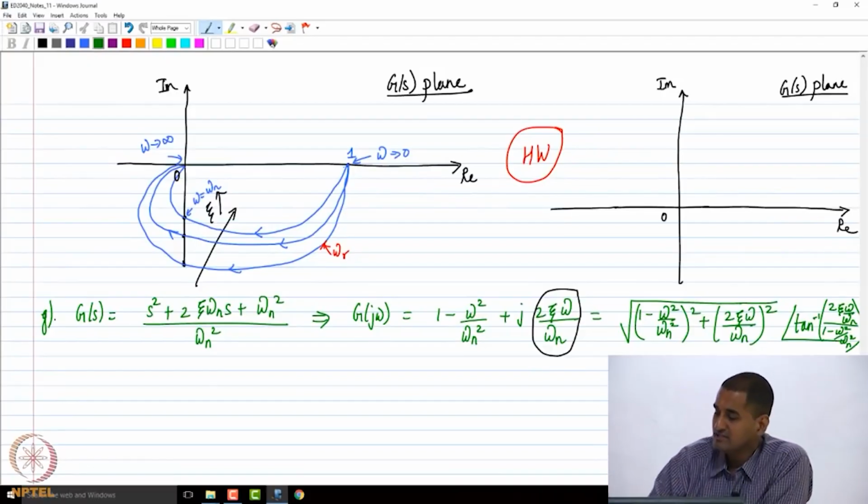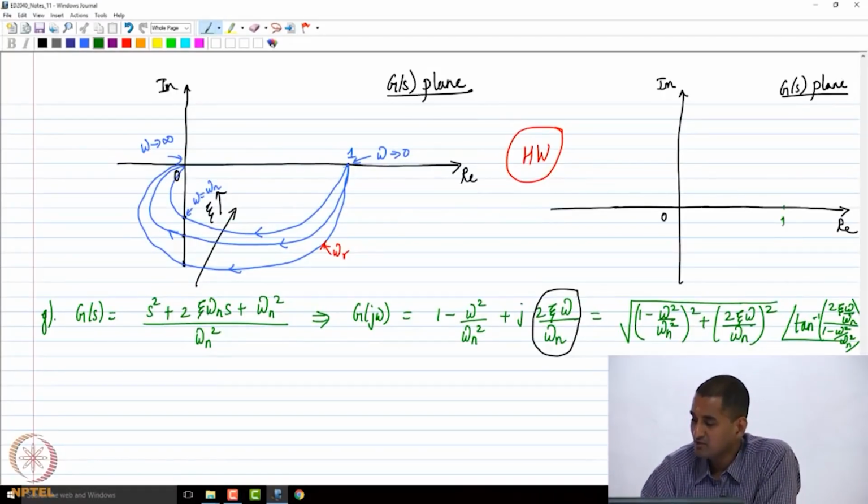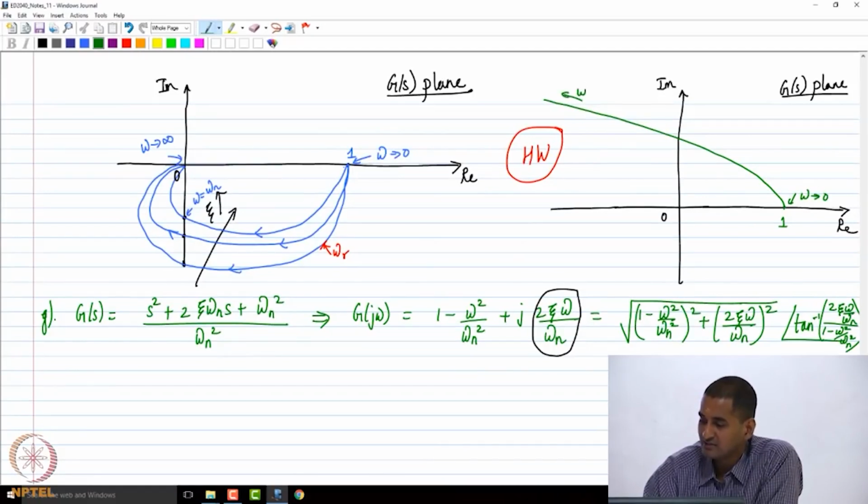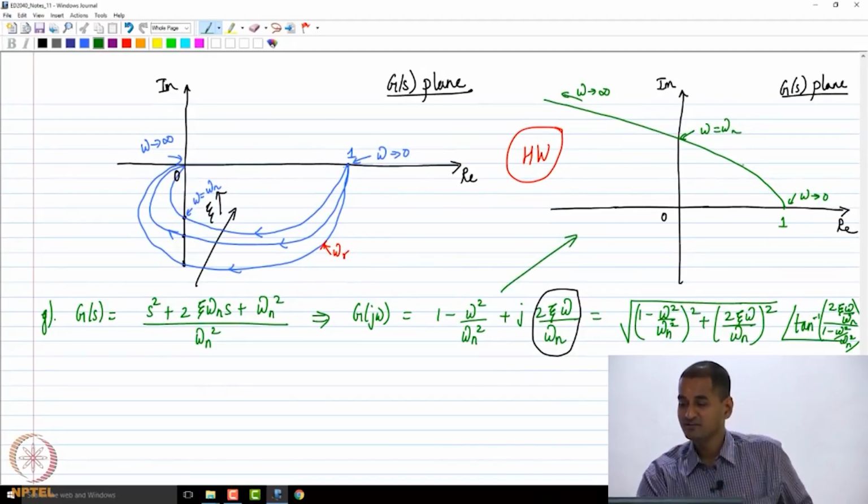So you will see that the Nyquist plot of this will look something like this. It will go like this. This is what happens as omega tends to 0, and this is what happens as omega tends to infinity. At this point omega is equal to omega n. I am just giving you the structure of the Nyquist plot, so please complete it. Once again, for both these factors, draw the table and then observe. That's what I want you to do.